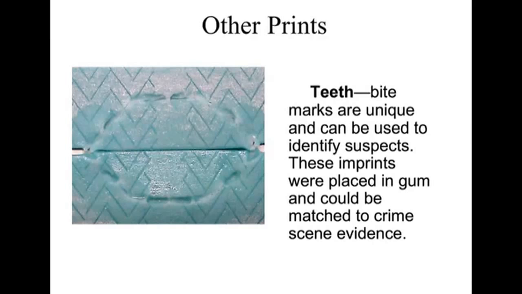And teeth marks, actually Bundy was convicted. A large piece of evidence they used was actually his bite marks present on the buttocks of one of his victims.